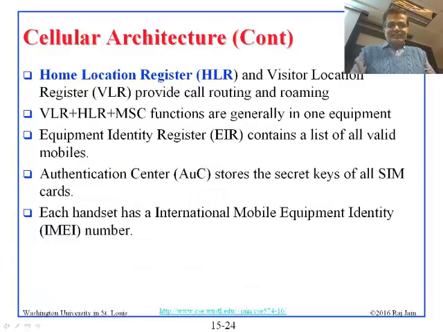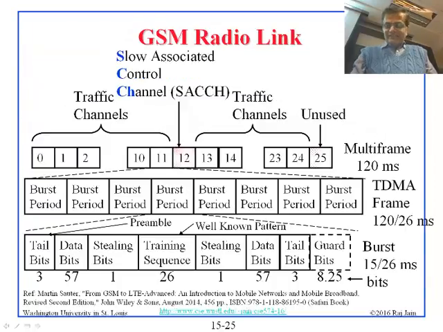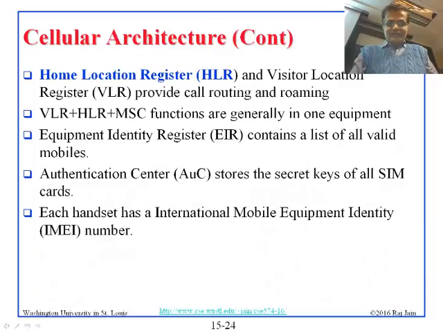All right, home location, visitor location, EIR, authentication center. This is really painful. Oh, this is the number we were talking about, the phone number, the IMEI number. That is the International Mobile Equipment Identity number. That is like your MAC address. It is much bigger than a MAC address, but it is a big number, right? Every phone has a unique number.